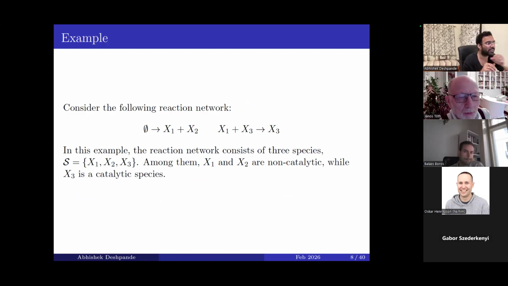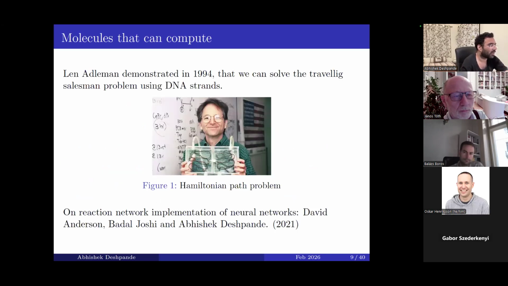But before we go there, let me show you an example of catalysts and non-catalysts. Right. So in this network, we have three species, and among those, X1 and X2 are non-catalytic because they don't appear both on the product side as well as the reactant side with the same stoichiometric coefficient. But X3 is the catalytic species. All right. So this is an example that illustrates both sides.